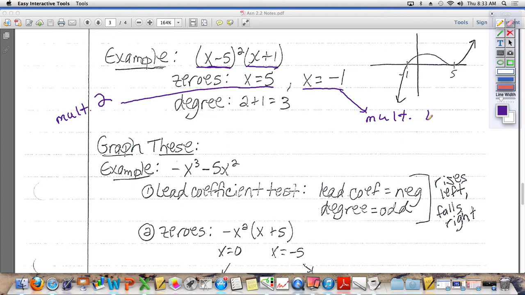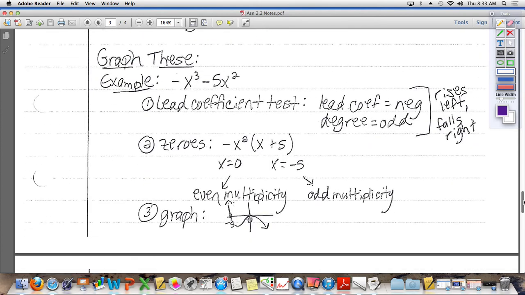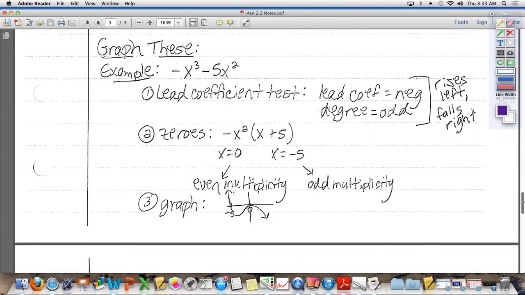Negative x cubed minus 5x squared. There's 3 steps that you need to follow in order to graph these things. And I've kind of laid the steps out for you. This is what you need to do. You need to check out the lead coefficient, first of all. Do the lead coefficient test. And that means that you need to check 2 things. You need to check out the lead coefficient, but you also need to check out the degree.